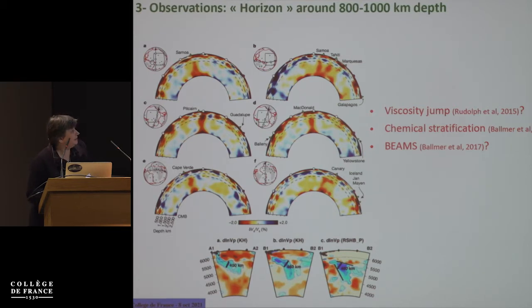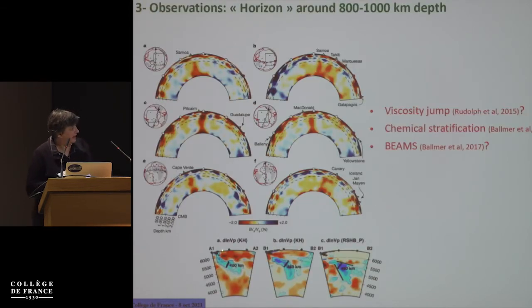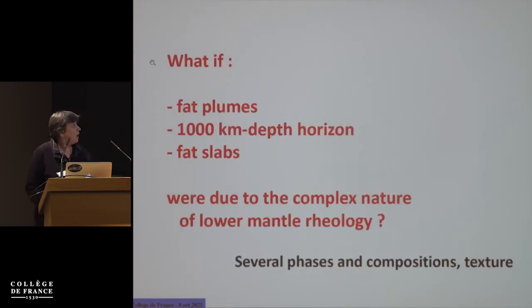it's still very debated. And then the last thing is that if we look at the slabs, well, in the upper mantle, they're much thinner than in the lower mantle. So they seem to have to increase their size to be able to go down. So what I'm going to propose is: what if those fat plumes, this horizon at the 1,000 kilometer depth, those fat slabs, were due to the complex nature of lower mantle rheology?